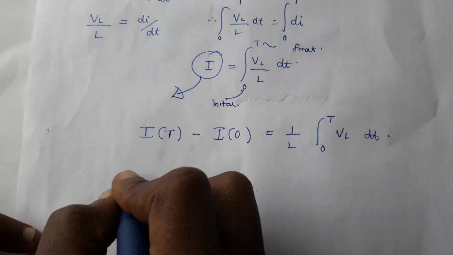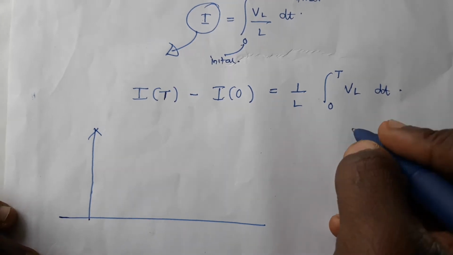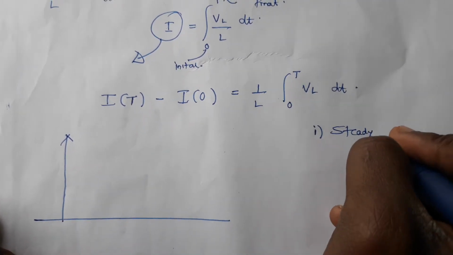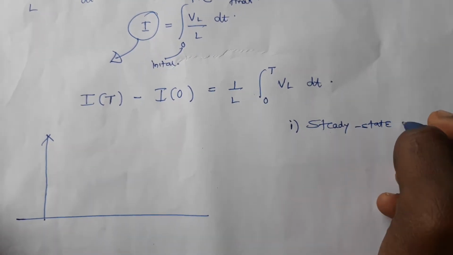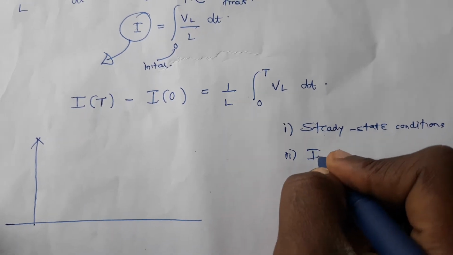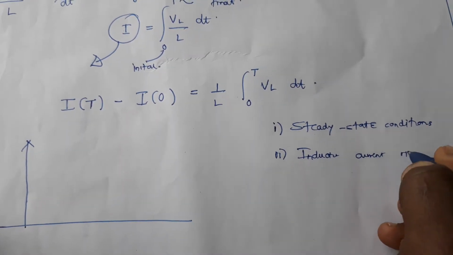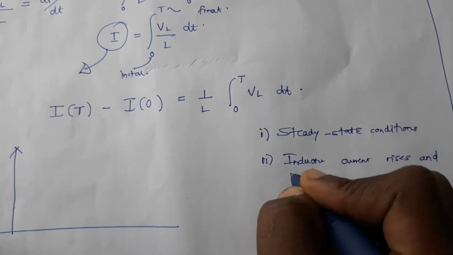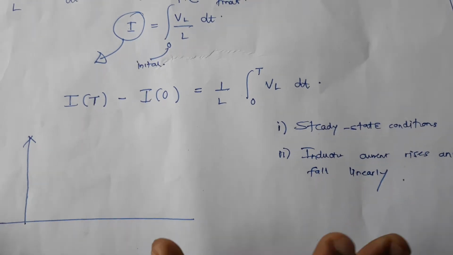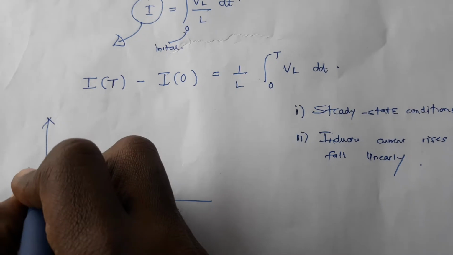Now, there are some assumptions that we are making for this inductor current. The first assumption is that steady state conditions have been reached. Number two, the inductor current rises and falls linearly. With these basic assumptions, we can draw a waveform of the inductor current.